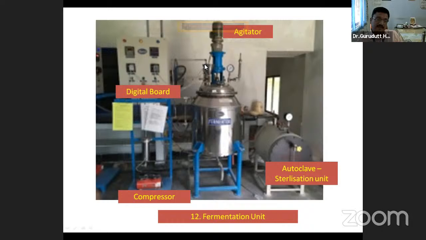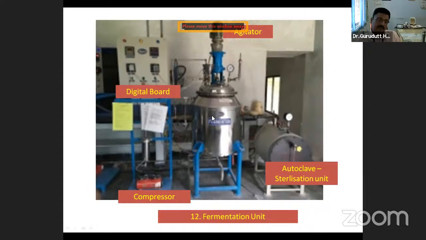Here there is a funnel. You can pour the water once again, and you have to go for sterilization by following all microbiological principles. Then pour the media, that is molasses yeast extract media or any microbe-specific media that is standardized by the lab. That much quantity we have to pour in this fermenter and go for sterilization. Then we have to add the mother culture.